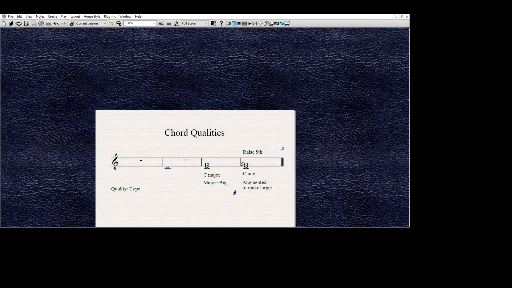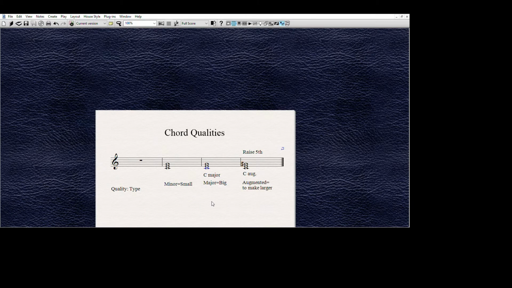So now we're going to alter this chord to make something different. Now that word that we're dealing with is minor. Minor means small. There we go. Now, if we have a C major triad and we want to make it a C minor triad, we will lower the 3rd degree.